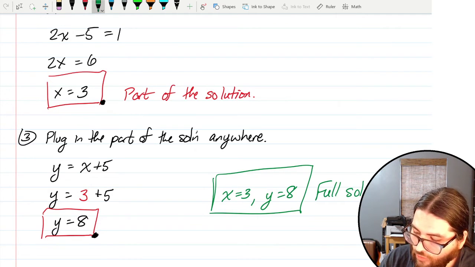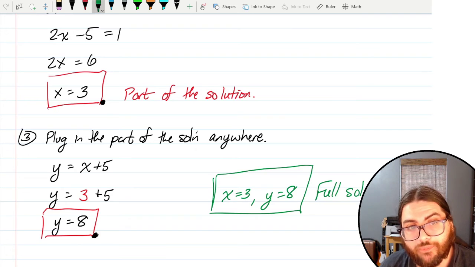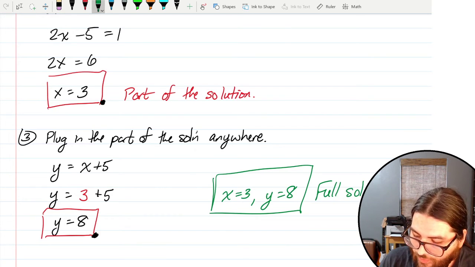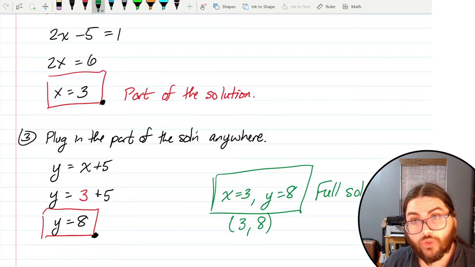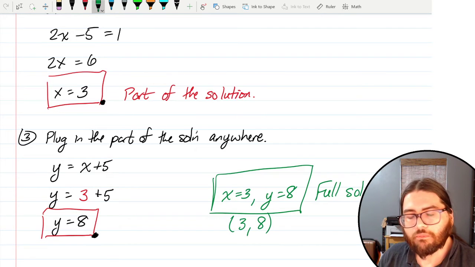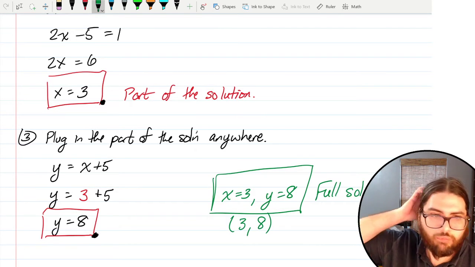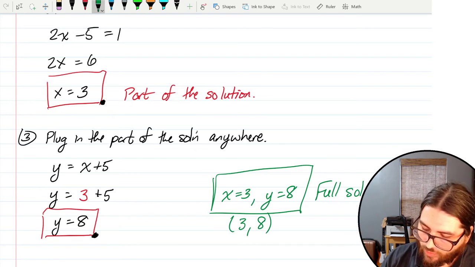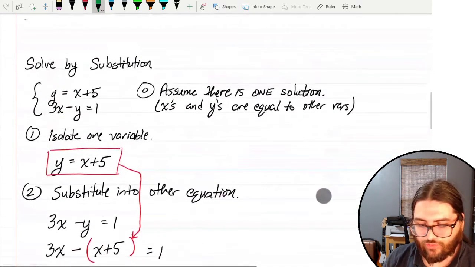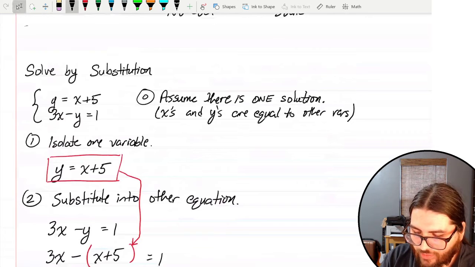If we were doing this on a graph, that's where the intersection would be. If you were typing this into OpenMath, you might need to type it in as 3, 8. That's okay. It means the same thing. But I could plug in both of these numbers back into the original problem to check my answer. I like checking my answer sometimes.